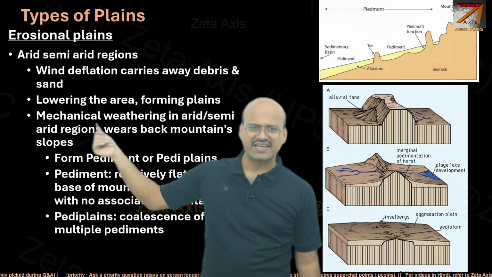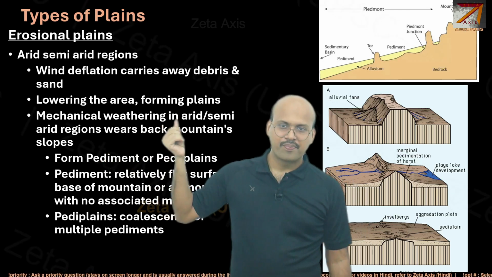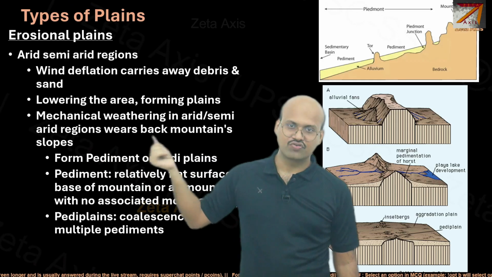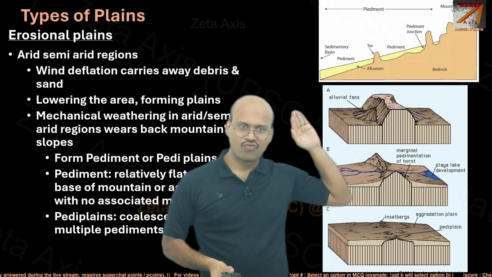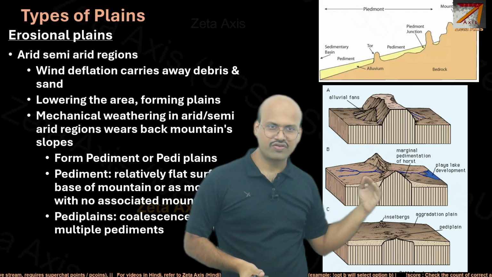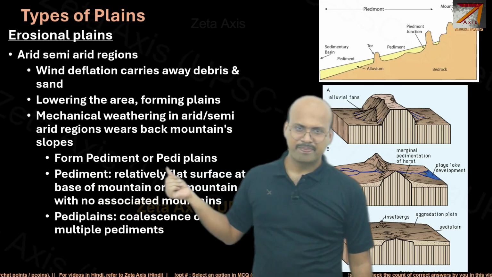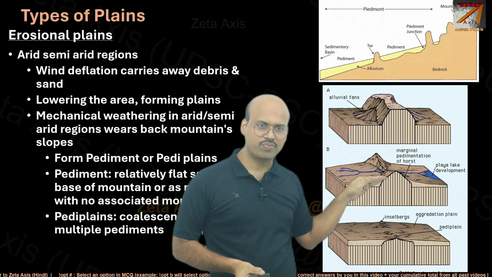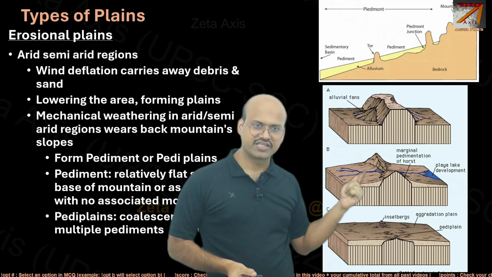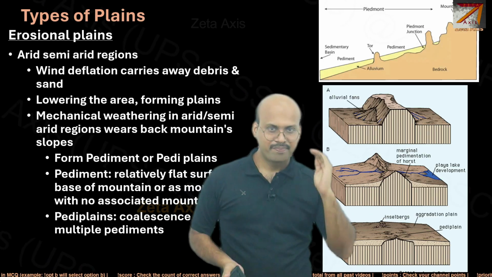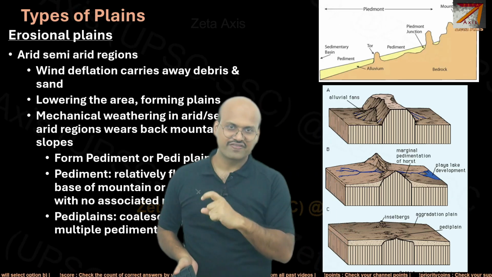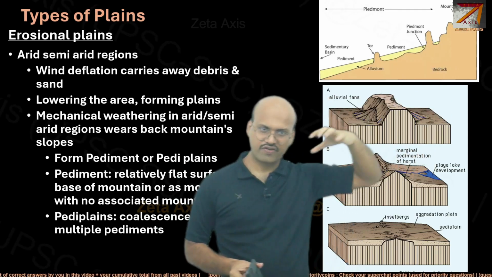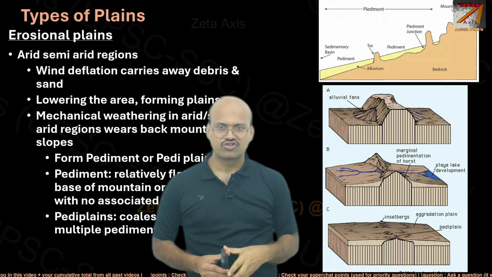Then there is this mechanical weathering in arid and semi-arid regions where mountain slopes wear back mountains. So wears back means mountains are there and they are worn back. That is, the mountains which are there, they are slowly worn away. They form pediment or pediplains. So what are pediments? You can see this is the mountain, and here we can see a sloping structure, a slightly sloping region is formed over here. This is called pediment. Remember, pediments are not deposits of erosion, but they are basically the rocks, but they have a very gentle, very smooth slope like this. So they are at the foot of the mountains and they have very gentle slope.